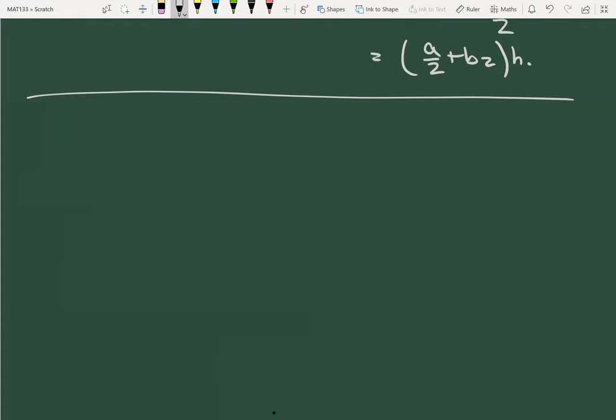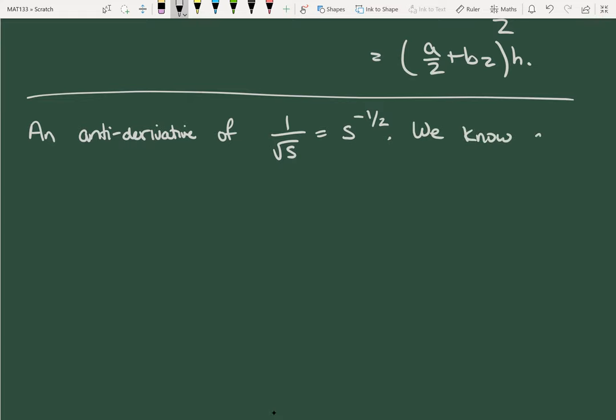So an antiderivative of 1 divided by the square root of s. Okay, so I'm going to rewrite this as s to the negative 1 half, like that. Okay, so we know an antiderivative, and we're not going to worry about the constant until the very end.